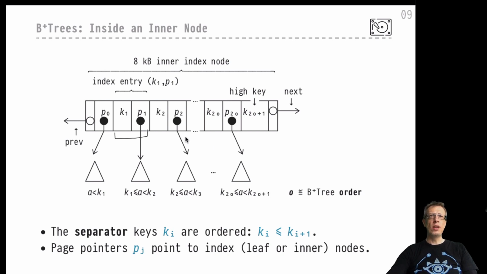inner node. To the left of K1, there's another pointer, the P0 pointer, pointing to a search subtree in which all values are less than K1. Okay, and that would conclude the pointers to all the search subtrees here. Okay, you see that I've indicated that this particular node has 2O entries. So this is the first entry, this is the second entry, this is entry number 2O.